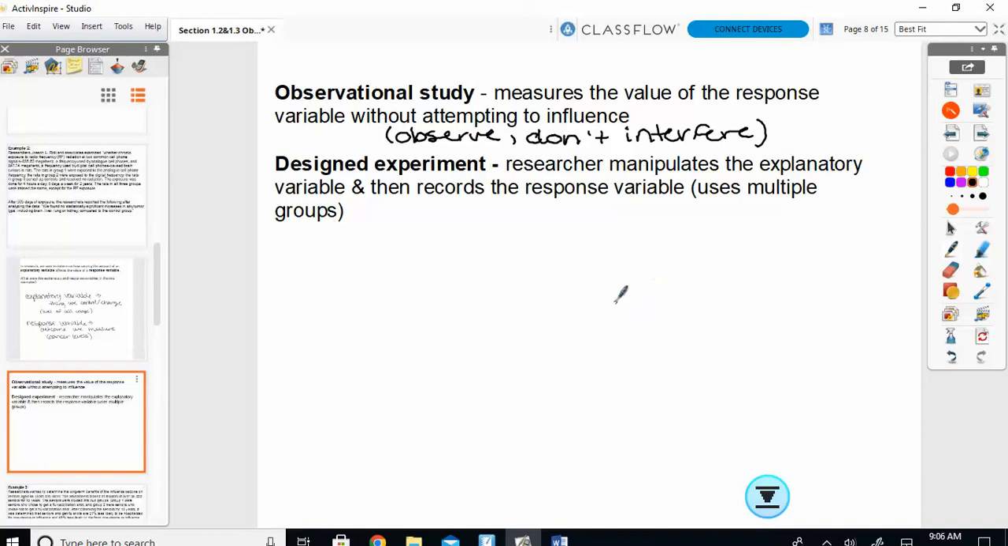In the designed experiment, that's when the researcher is manipulating that explanatory variable. They're determining what type of radiation and how much radiation they're getting, and then use the response. A lot of times we're going to have multiple groups because we want to compare. What if you get this versus if you don't?